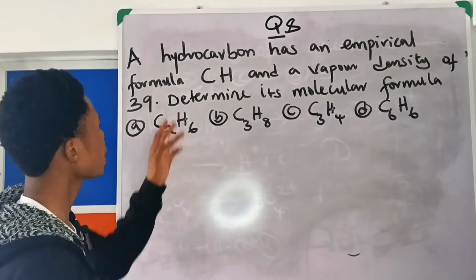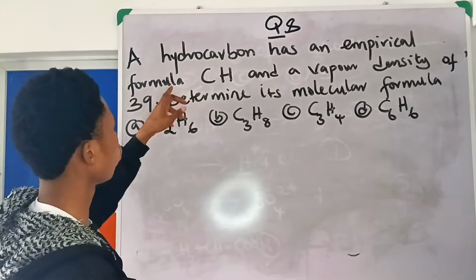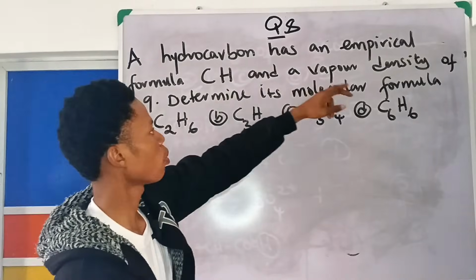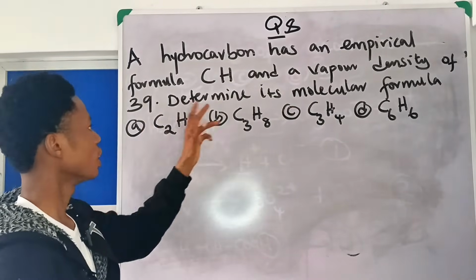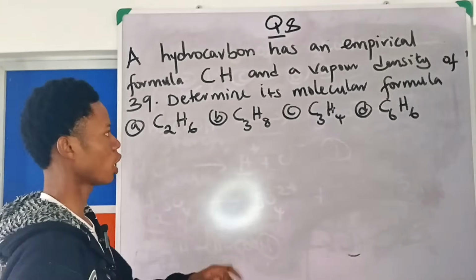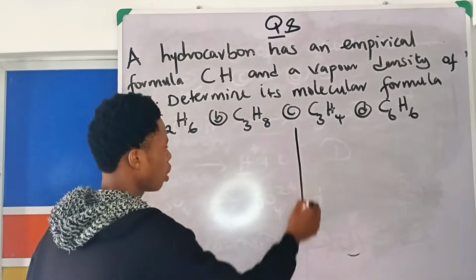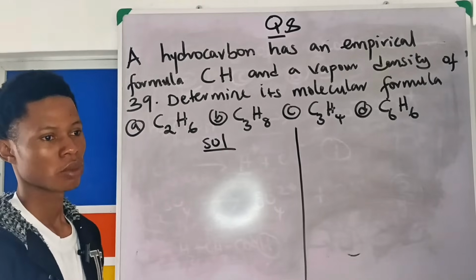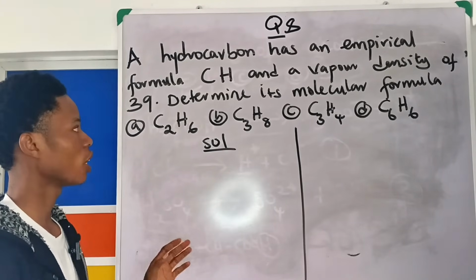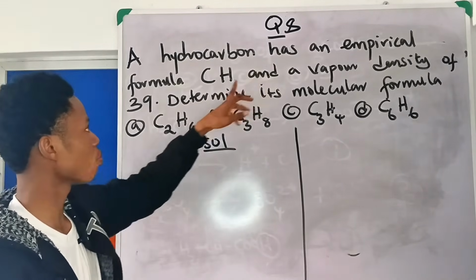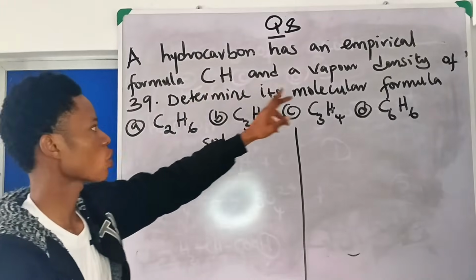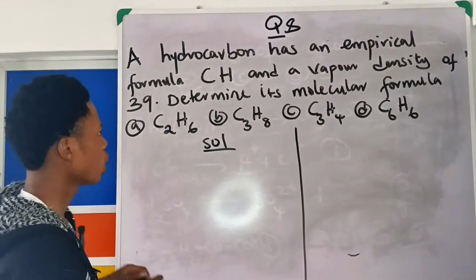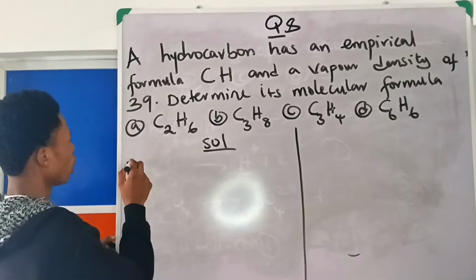All right, question 8. A hydrocarbon has an empirical formula CH and a vapor density of 39. Determine its molecular formula, and options were given. Now, note that empirical formula is the simplest formula of that compound, and we were given the empirical formula CH, and we're asked to find the molecular formula. One thing you should note is the molecular formula.